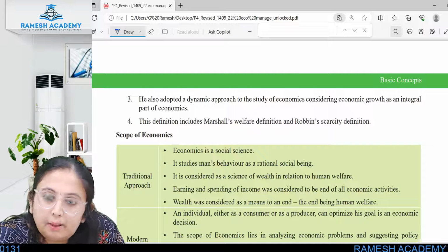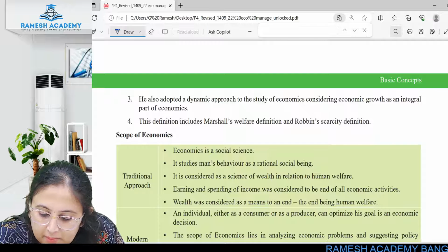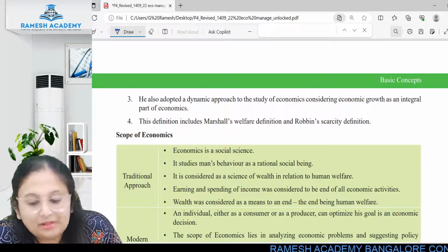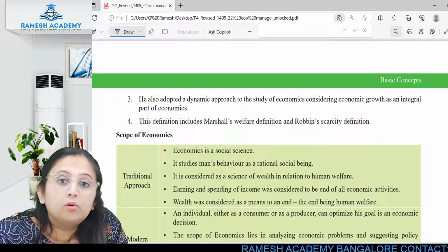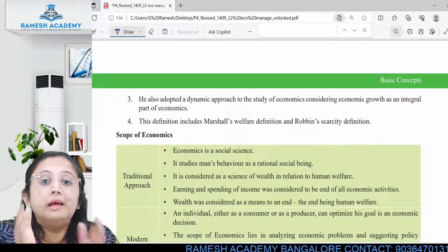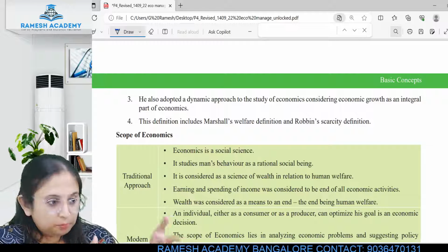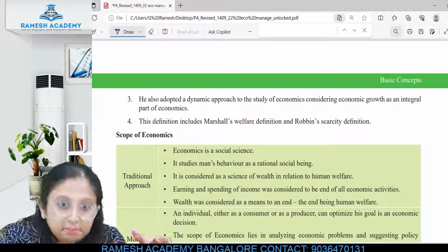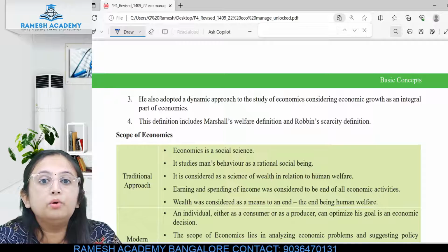So he also adopted a dynamic approach to the study of economics, considering economic growth as an integral part of economics. So he introduced a dynamic approach for economic growth. That means it is not only consuming and going, you should also develop. Like if there is one lake, you protect it and also develop another lake. If there is one tree, plant another tree. That is how you have to grow.